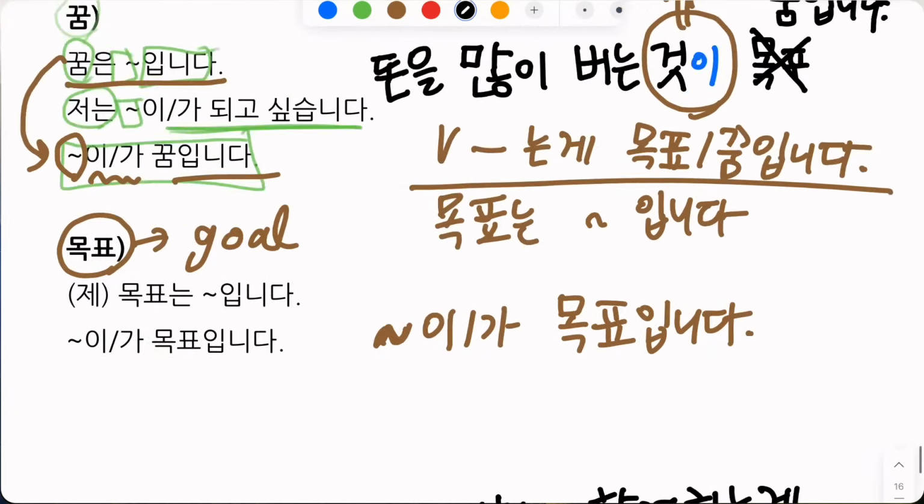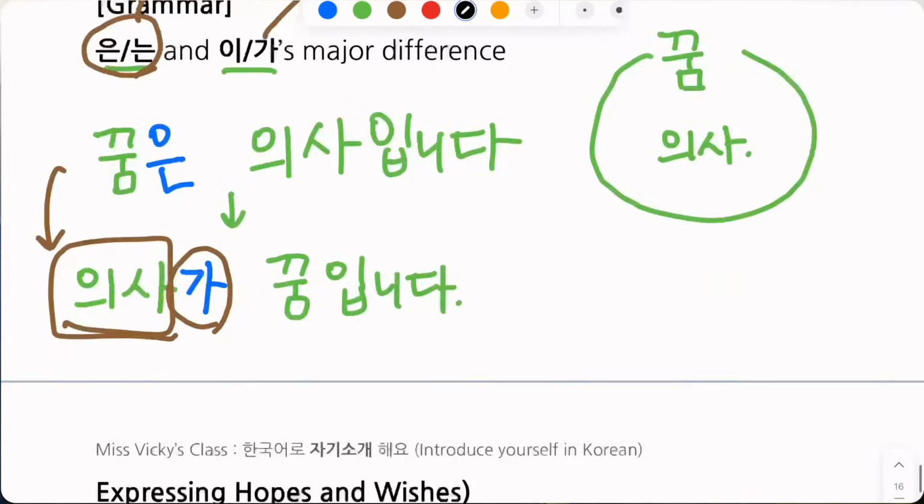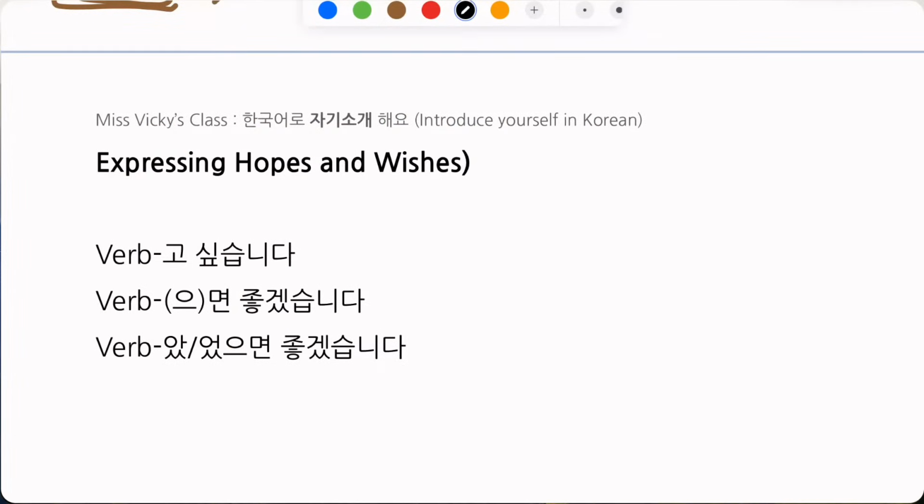All right. 그러면, so we're not done. The last one, expressing hopes and wishes. So the simplest way you can do is by saying verb 고 싶습니다. It means I want to verb. It can only be used for your own action. I myself want to become something. I want to eat something. I want to go something. That verb has to be what you can do, what you have control over.